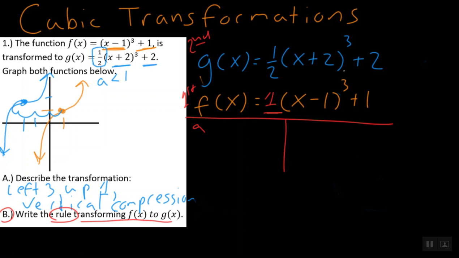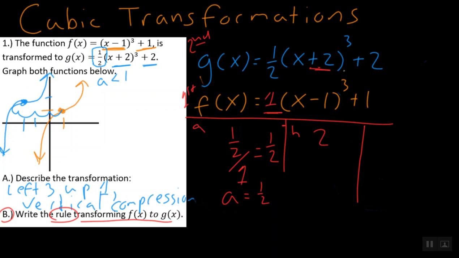Okay, so for our a term, I take g of x, which is 1 half's a term, and I divide it by f of x a term, which is 1. Remember, dividing by 1 doesn't change anything, so 1 half divided by 1 is 1 half. Or we could say a is equal to 1 half. Here in the middle, this is where we find our h value, or actually I should really be calling it negative h. That's okay.